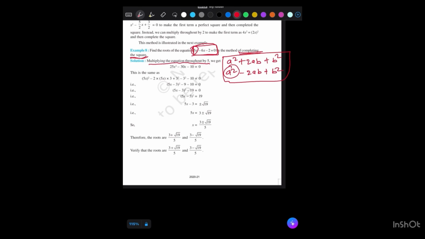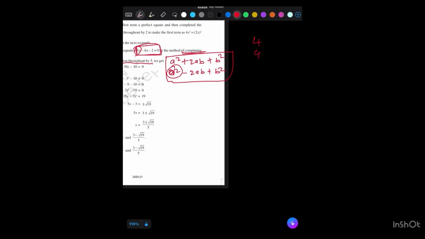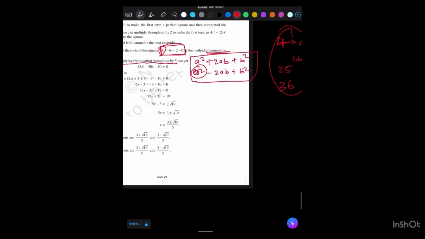In the first equation, we're having a squared, okay, which means a is the square of something. So the first term has to be a square. What is a square? 2 squared is 4, 3 squared is 9, right? 4, 9, 25, 16, 36. These are the square numbers. We need to have these numbers so that we can convert that into a squared format, right? That is why we are having 5 here.